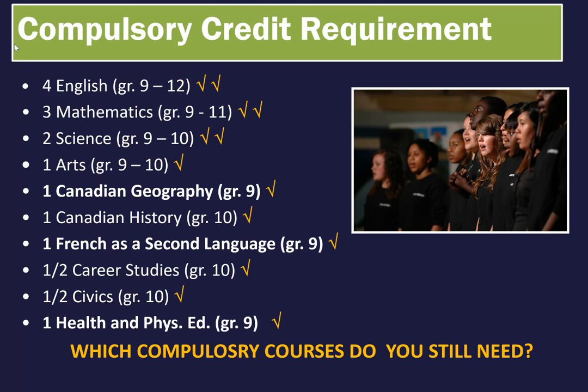These are the compulsory courses you require, and I've shown check marks to show which courses you should have gotten by now. So by the end of grade 10, you need 4 English credits in total. By the end of grade 10, you should have achieved 2 of them, as indicated by those check marks. You should have received 2 of your math credits, both your science credits, your art credit, your geography, your history, your French, your careers, your civics, and your phys ed. So really, the only things that you can see that you need are your English and math next year.